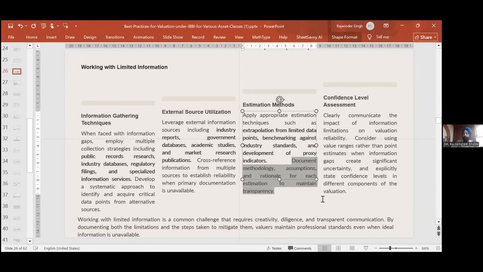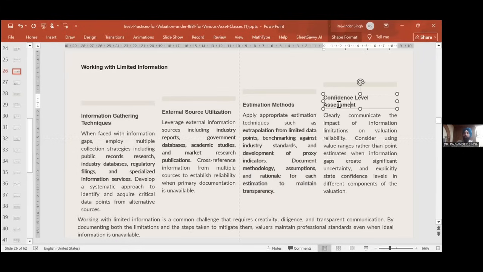So you have to keep the record of all these things. And then the most important thing is confidence level assessment. So that is what this IBBI has done. It has been able to make you confident, increase your confidence level. That is why these CEPs are being done.